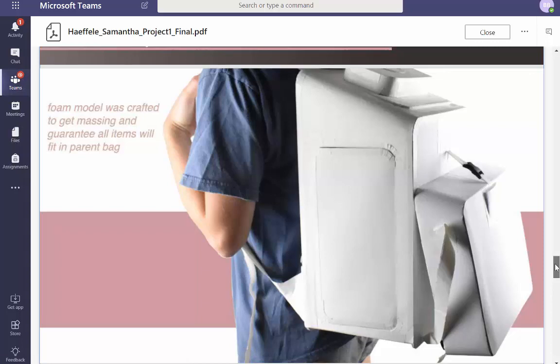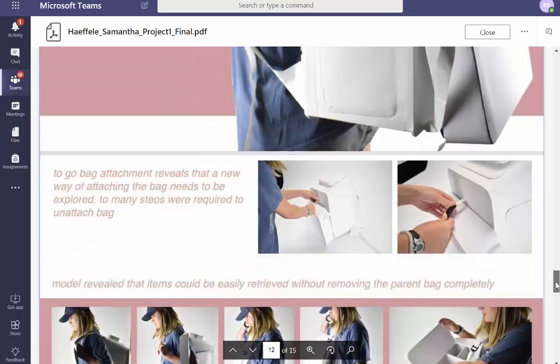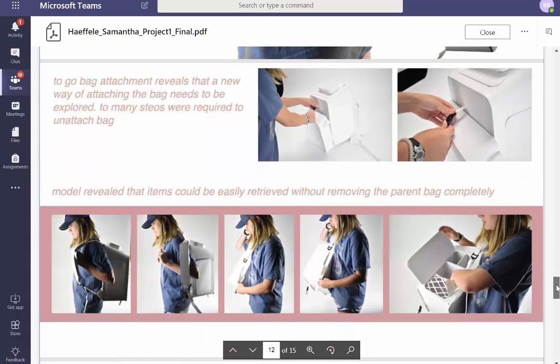So, to better understand volume and secure essential items, all right, to-go bag attachments reveal that a new way of opening needs to be explored. So many steps were required to unattach bag.